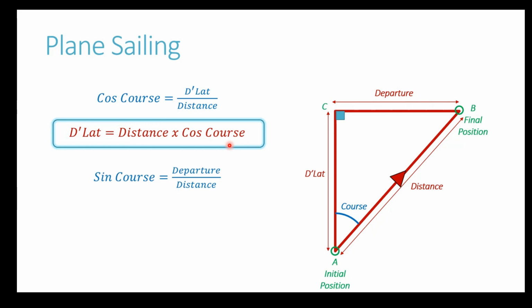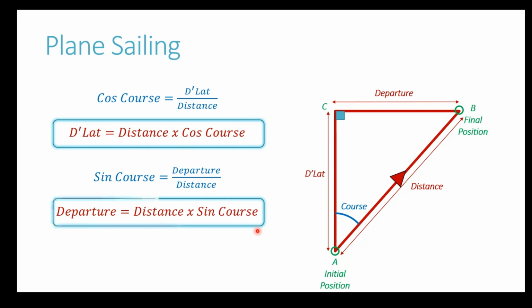Now let's go to the second trigonometric ratio, that is sine theta. In this case, sine of course is equal to perpendicular upon hypotenuse. So sine of course is equal to departure, which is the perpendicular, upon hypotenuse, which is the distance. Now this ratio gives us the second formula for plane sailing, that is departure equal to distance sine course. So this is the second important formula for plane sailing.